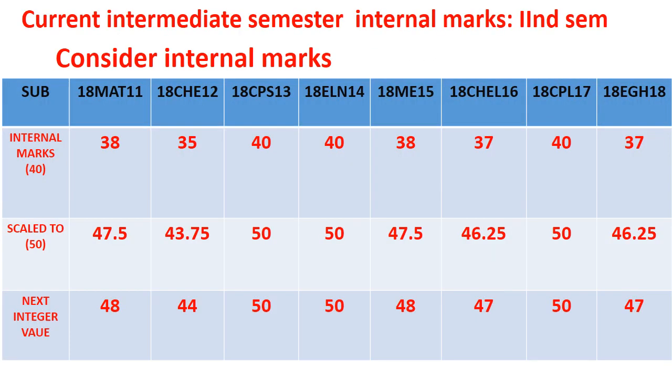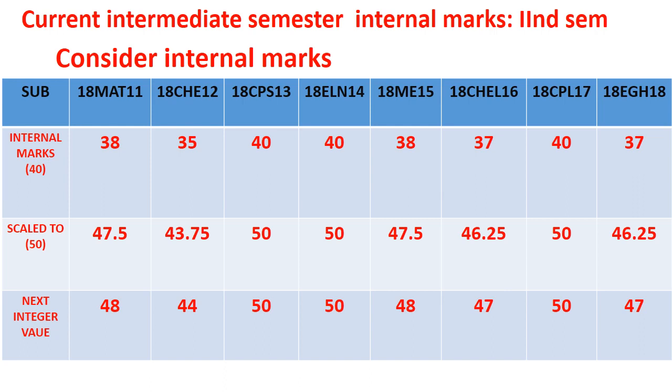Next, we take the current intermediate semester internal marks, that is for the second semester. We have to consider only internal marks. We take the same subjects for reference as an example. For these subjects the internal marks are 38, 35, 40, 40, 38, 37, 40, 37. This is the internal marks of the second semester, that is the even semester.